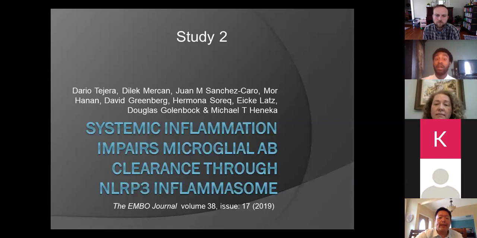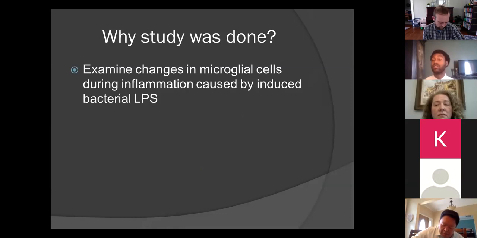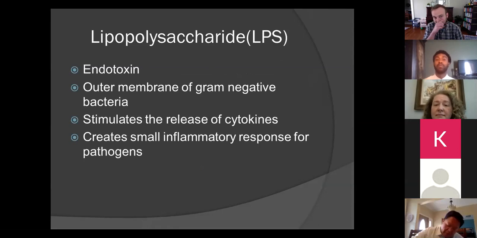Now moving into study 2, systemic inflammation impairs microglial alpha beta clearance through NLRP3 inflammasome. Now why this study was done. This study was done to examine the changes in the microglial cells during inflammation caused by induced bacterial LPS. LPS is a lipopolysaccharide, which is an endotoxin on the outer membrane of gram-negative bacteria. What it does is stimulate the release of these cytokines. And it also creates a small inflammatory response for these pathogens that may come into your brain, like I said earlier with what the innate immune system does.